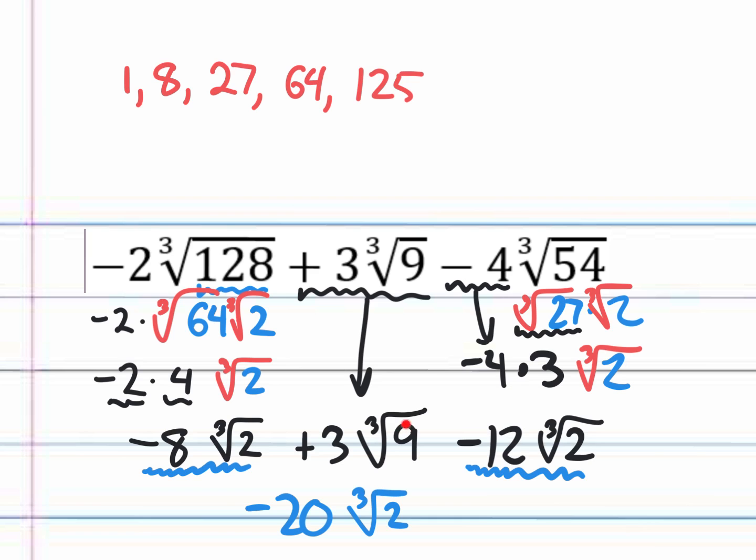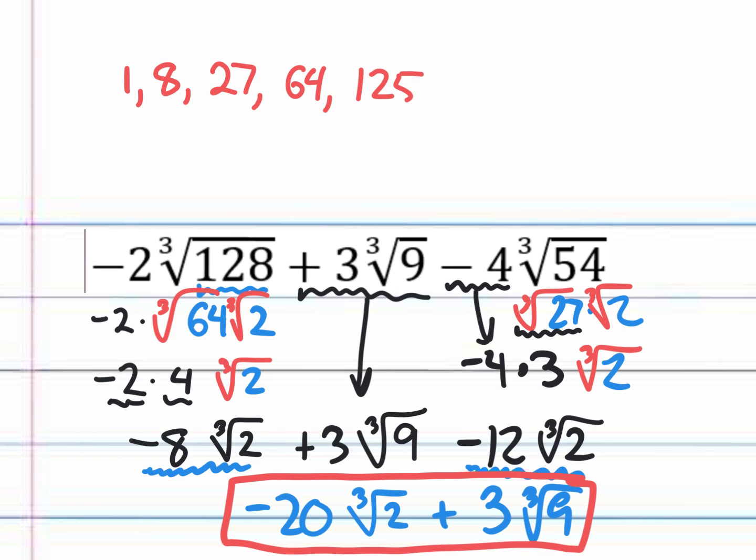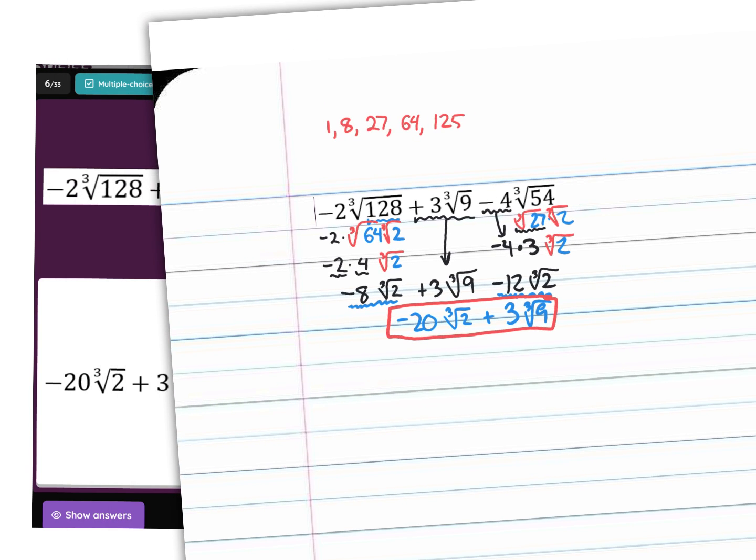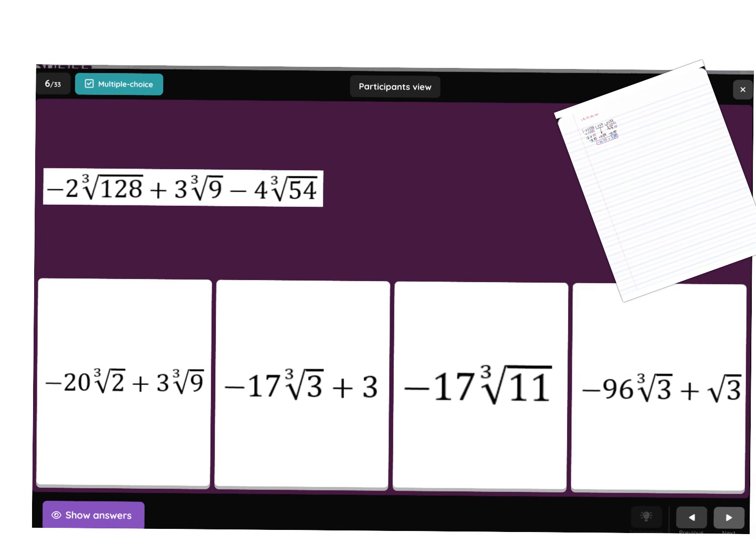Now, what about the leftover? You can't really add that. It's not like terms, so just bring it down. Plus 3 cube root of 9. So here's your answer: negative 20 cube root of 2 plus 3 cube root of 9. And as you could see, that's this answer right here.